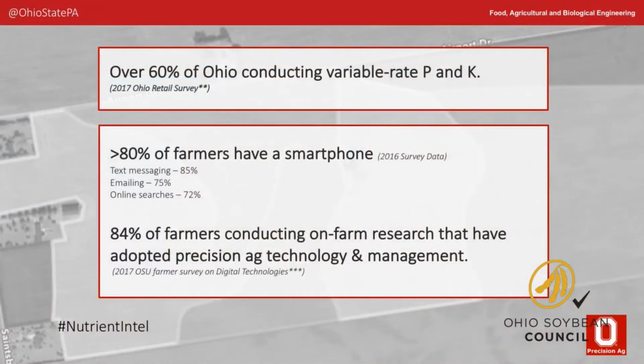So just the last thing, and then I'm done. I just want to highlight we know from a survey here that 60% of the area or acres in the state of Ohio have or is getting variable rate applied P and K. Just to highlight that adoption and the progressiveness in farmers in Ohio is high in this area.